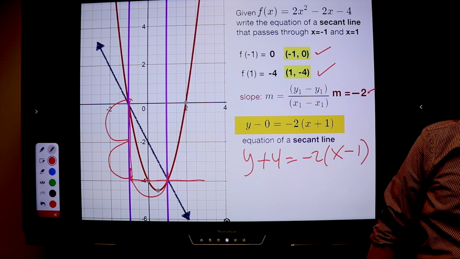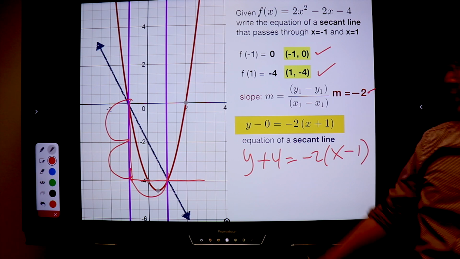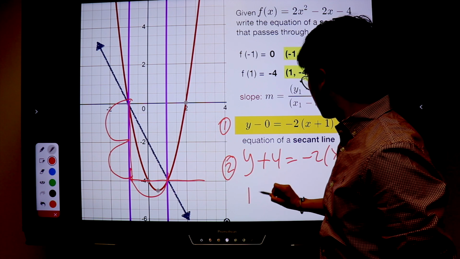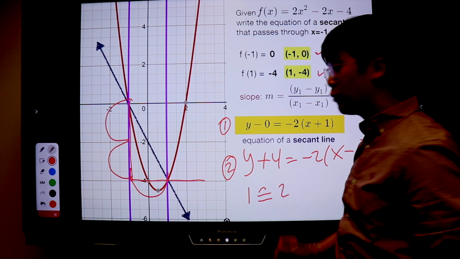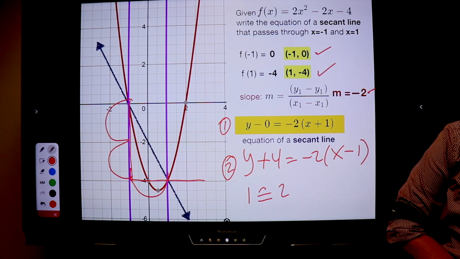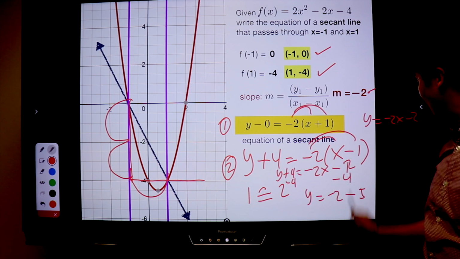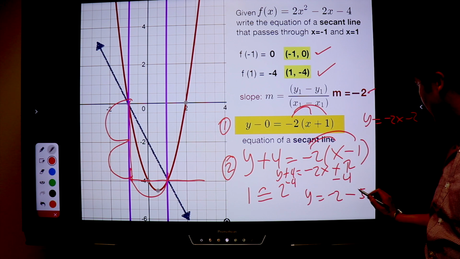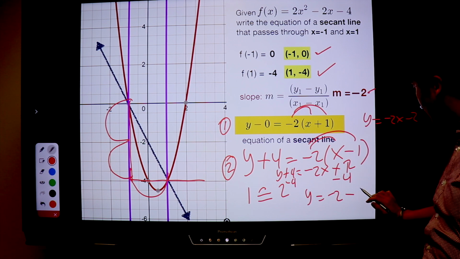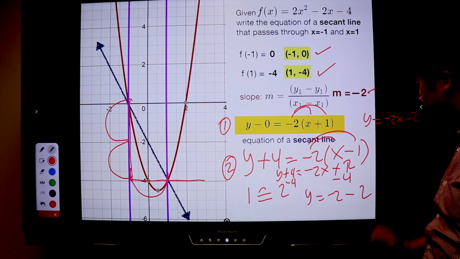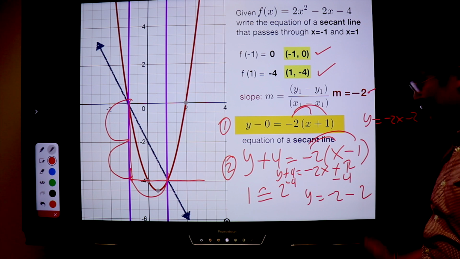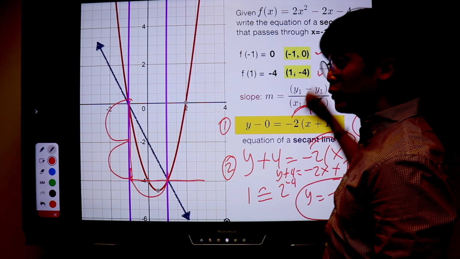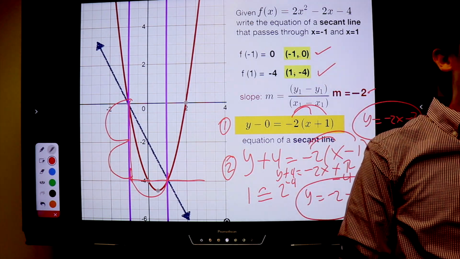Are they the same line? Is this and this equal? No? There. So now it's positive 2, and then we have, is it the same now? Yes. Which is equal to negative 2, right? So they're the same line. So whatever point you use, it's still going to end up the same line.